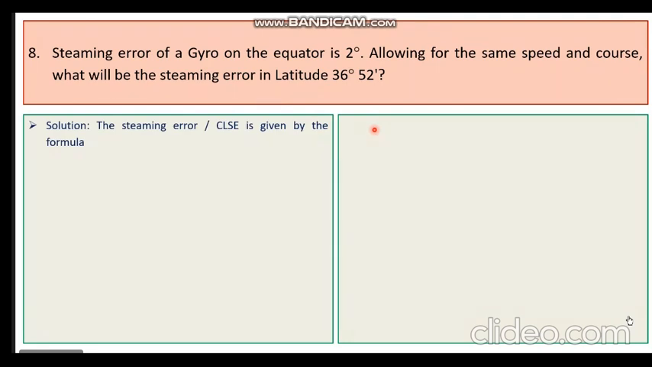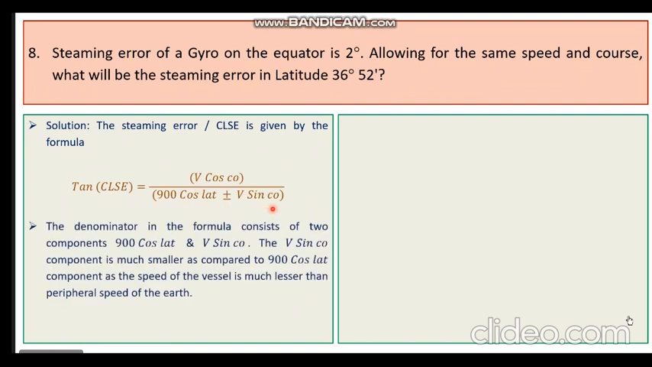Now this question is a typical question. We have to use a specific formula for solving this question. Let's try to understand the solution. The steaming error or CLSE is given by the formula: tangent of CLSE is equal to V cos cos divided by 900 cos lat plus minus V sin cos.